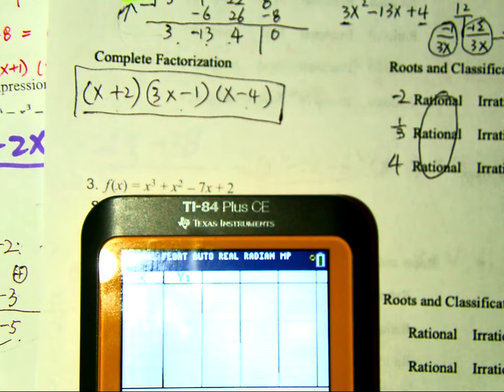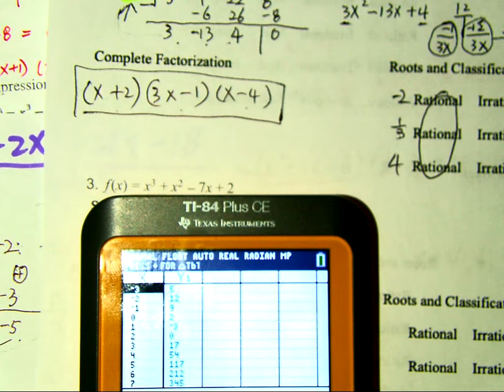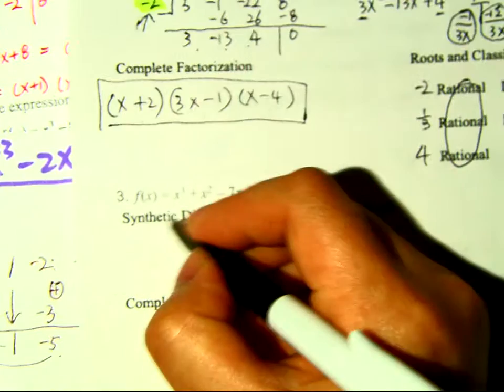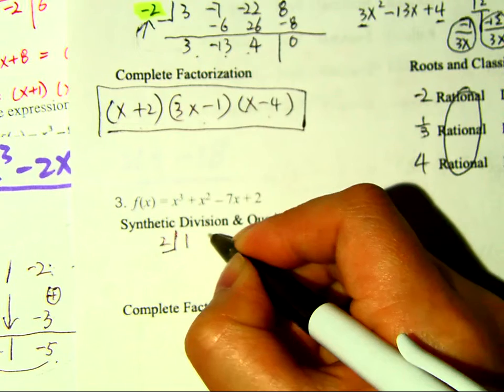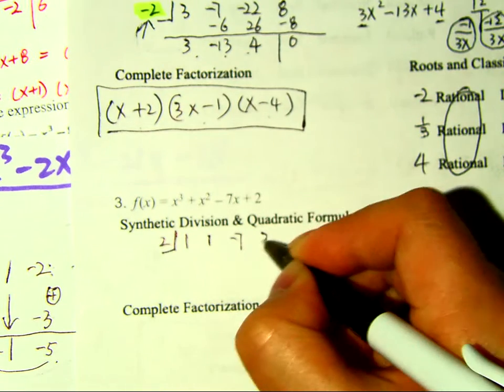And go to table. Okay, x equal to 2, the y value equal to 0. So that's 2 is what we need to do. So divide by 2. Bring down the numbers 1, 1, -7, and 2.